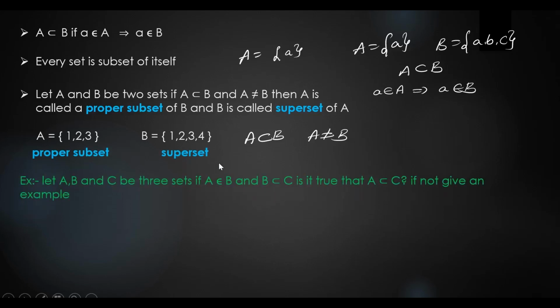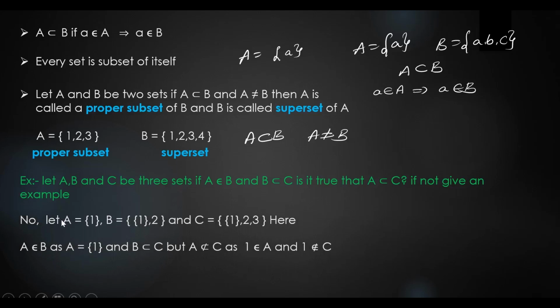Let's go into the example. Let A, B and C be three sets. If A belongs to B and B is a subset of C, is it true that A is a subset of C? If not, give an example. They're asking for one condition. If it is true, there's no problem. If it is false, then they are asking us for an example. So definitely it is false. So let's go to the example.